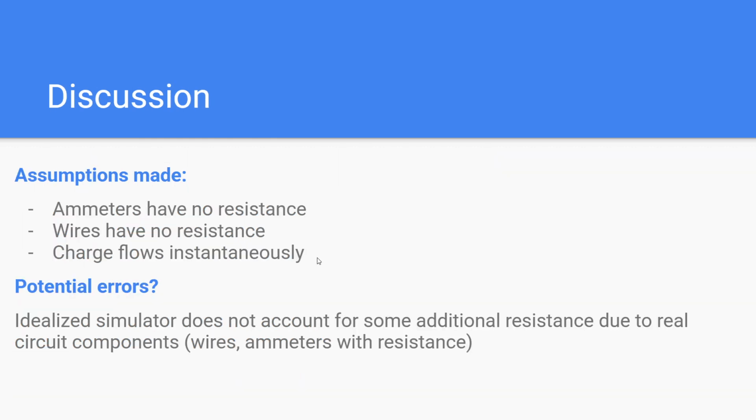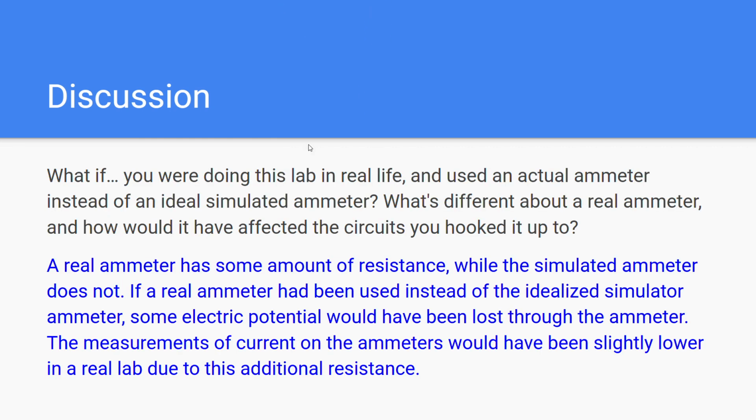Some assumptions made in this experiment were that the ammeters in the simulation had no resistance and the wires had no resistance. And then also that charge flows instantaneously, that there's no moment for the charge to start flowing, that everything is quick and seamless. Potential errors just result from the idealized simulator, which does not account for some additional resistance due to the real circuit components, such as wires and ammeters that actually do contain a small amount of resistance.